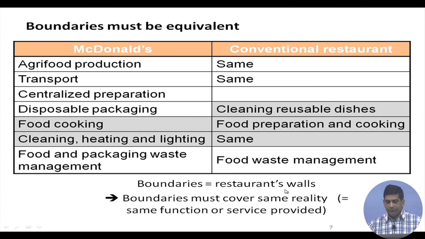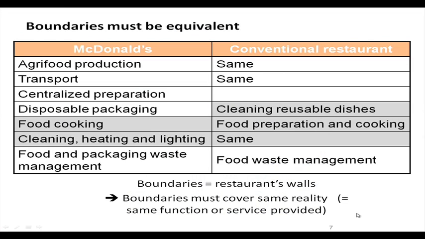Now if we think about the system boundary for this, if we take the boundary as the restaurant's wall, either a conventional restaurant or a McDonald's restaurant, is it really a fair boundary, and are we being unfair to one or the other? That we need to think about. So boundaries should cover the same reality, the same function or service provided. So for both McDonald's and the conventional restaurant, we have to again choose a function and the functional unit. Remember we talked about that earlier.